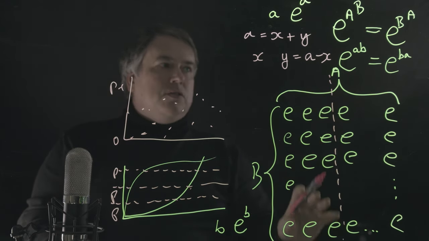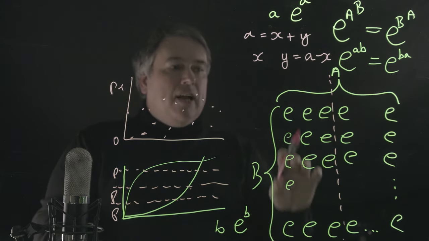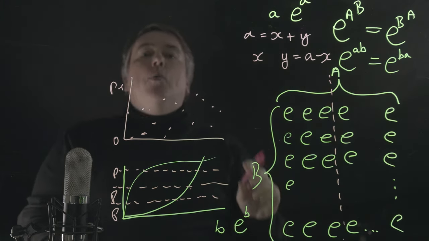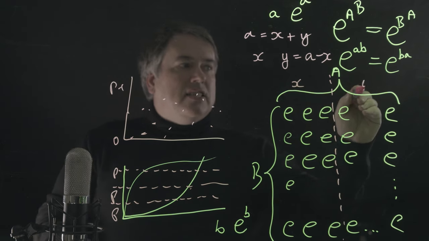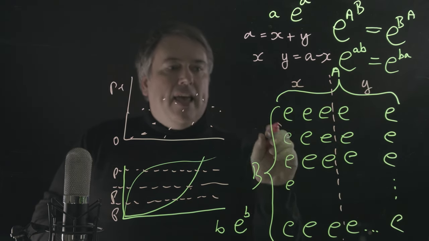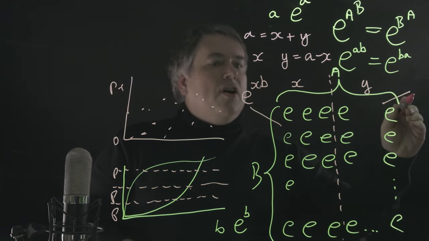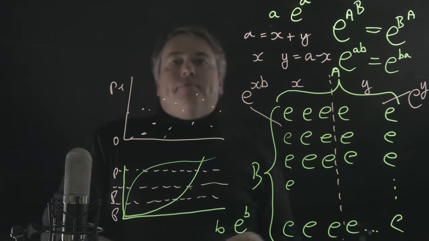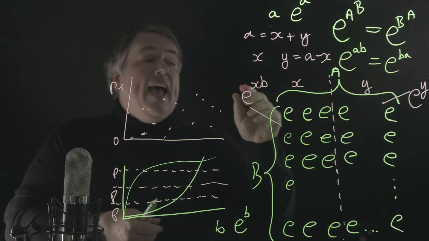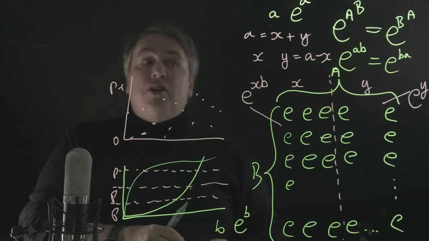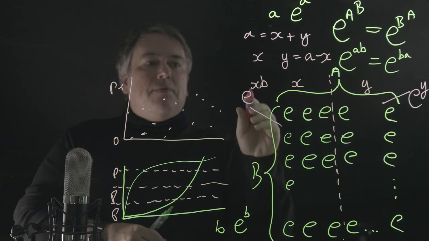So what we're doing now is chopping this up so that instead of having one rectangle that's A wide by B deep, we now have two rectangles. If this is X and this is Y, then this rectangle here is E to the X times B, and here we've got E to the Y times B. And as is obvious, since X plus Y equals A, this is going to be the same result. But if we have E to the X times B and E to the Y times B, we can multiply them together.